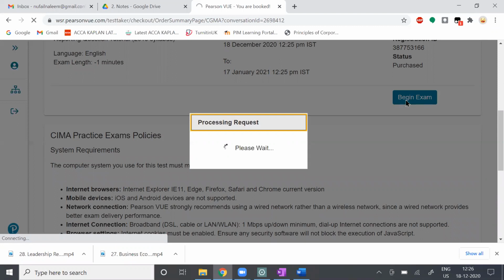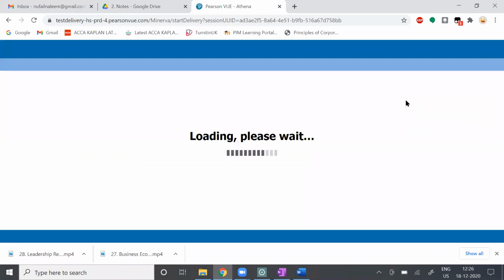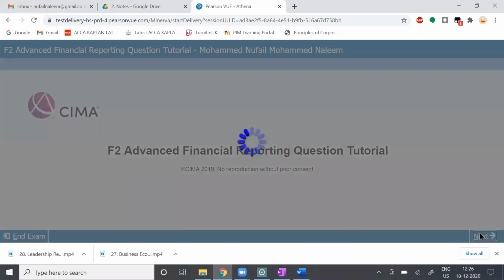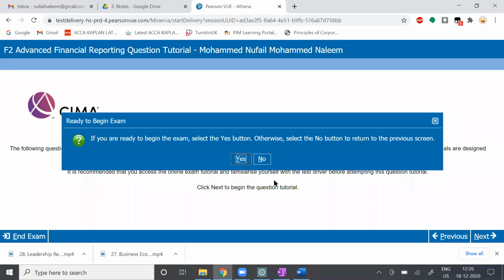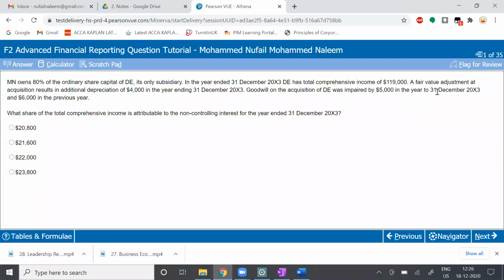And when I go to begin the exam, students, it will show as loading the exam. The exams will be like this in reality. I'm going to press yes. And now, students, do you see something called flag for review? Yes or no? Now, in the aptitude test, you don't have that.